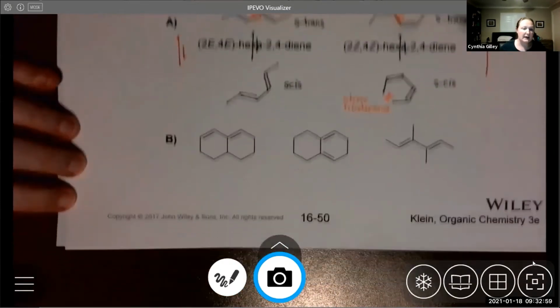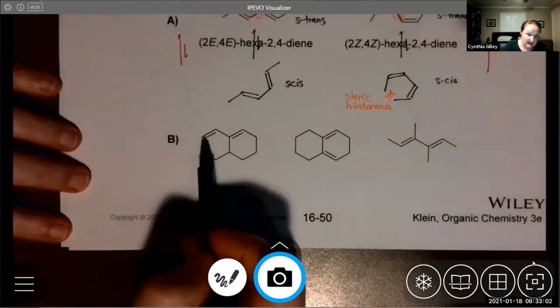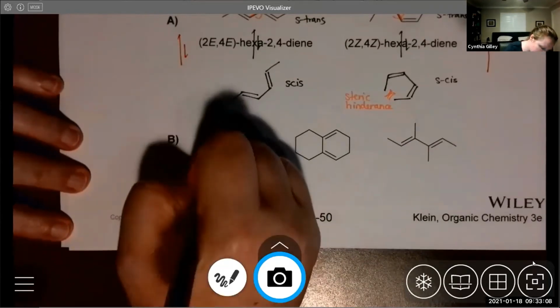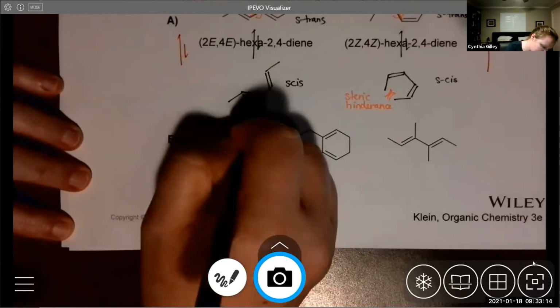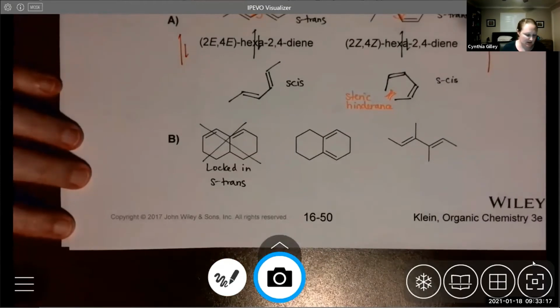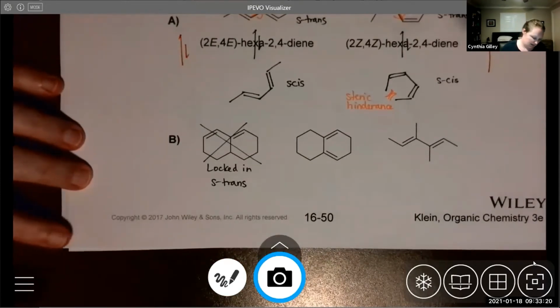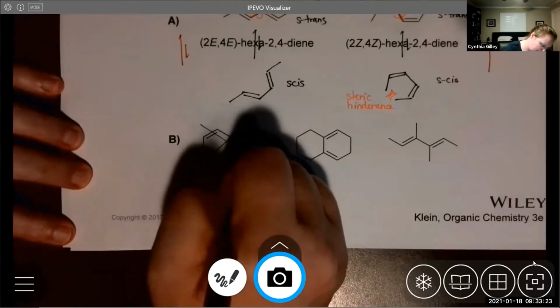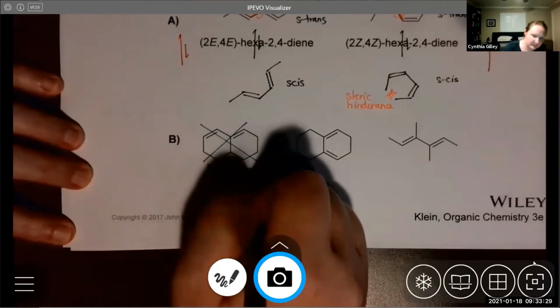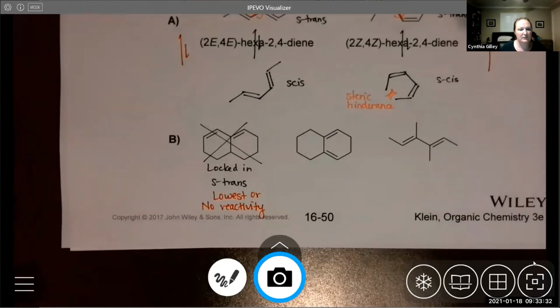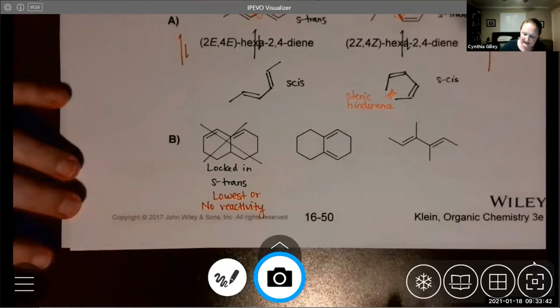Okay, looking at part B, you might have noticed that this particular conjugated diene is locked in an S-trans conformation. That means that it cannot undergo a Diels-Alder reaction. So by definition, that one is definitely going to have the lowest reactivity because it has no reactivity in a Diels-Alder reaction. So, we're ranking it as lowest, but it really has no reactivity. In contrast to that, this structure is actually locked in an S-cis conformation.